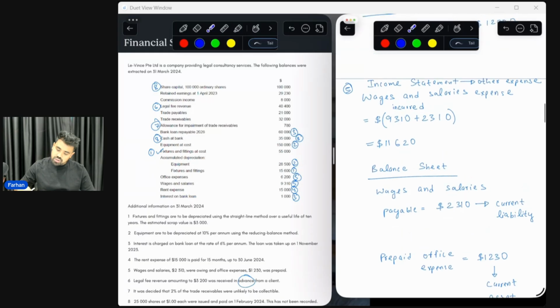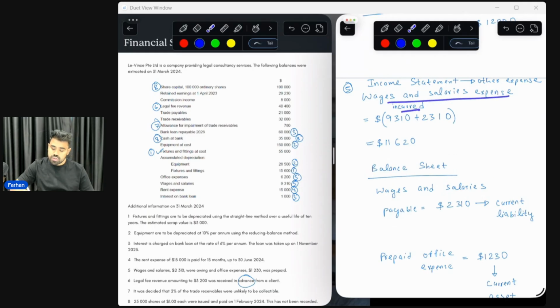Now, when it comes to the income statement or the statement of financial performance, as part of our other expense, we include the wages and salaries expense that we have incurred for the 12 months until 31 March 2024. And that is the $9,310, which we are given here in the balances, right? And an additional $2,310, which is not paid yet. Therefore, the total amount would come out to be $11,620.